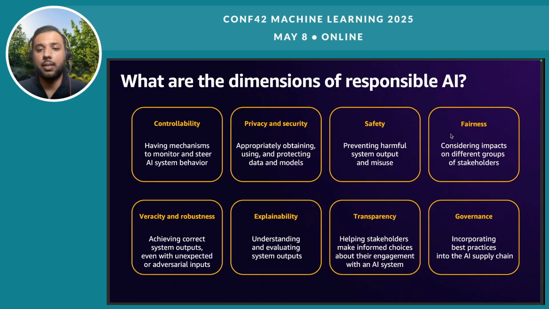Transparency is helping stakeholders make informed decisions and choices about their engagement with an AI system. So it's the ability to convey to your stakeholders how the AI came to a particular output, and to be transparent about how the AI system overall works. Lastly, governance. It's incorporating best practices, both from AWS and from the leading LLM model providers, into your AI supply chain.